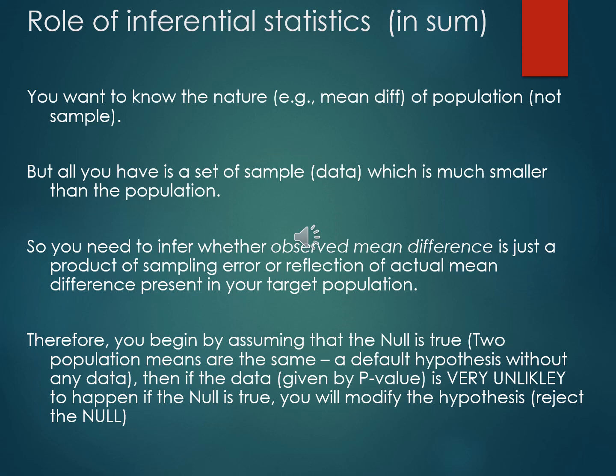And then you think: if two population means are assumed to be the same, is the observed mean difference that you have likely to occur or unlikely to occur? If the observed mean difference is unlikely to occur, given the belief that two population means are the same, now the data allows you or forces you to change your mind. And therefore, you reject the null hypothesis and change the belief that two population means are the same, because the observed sample means indicate otherwise.